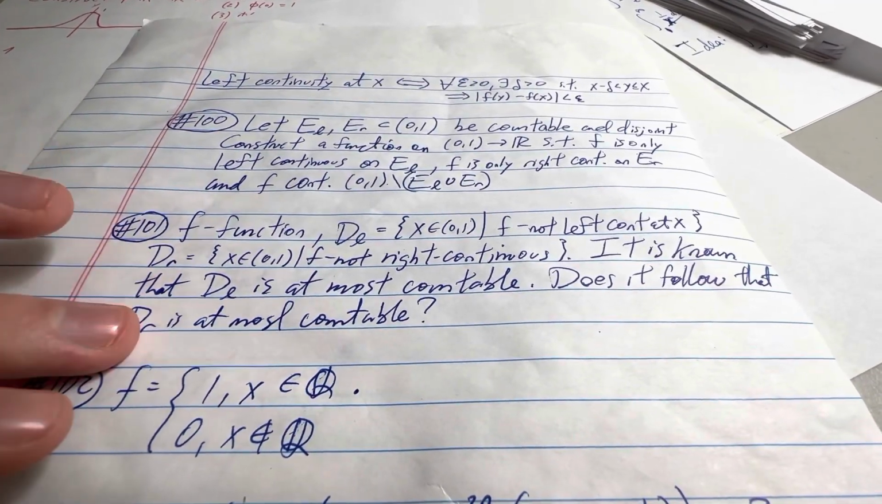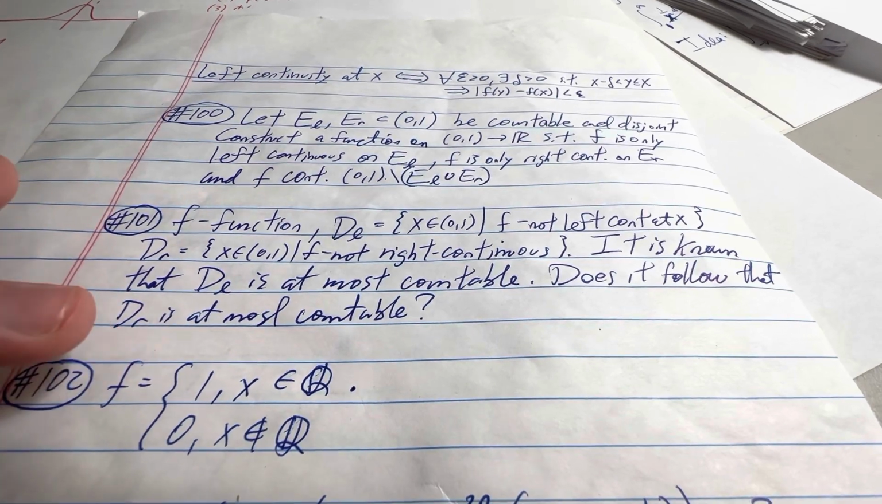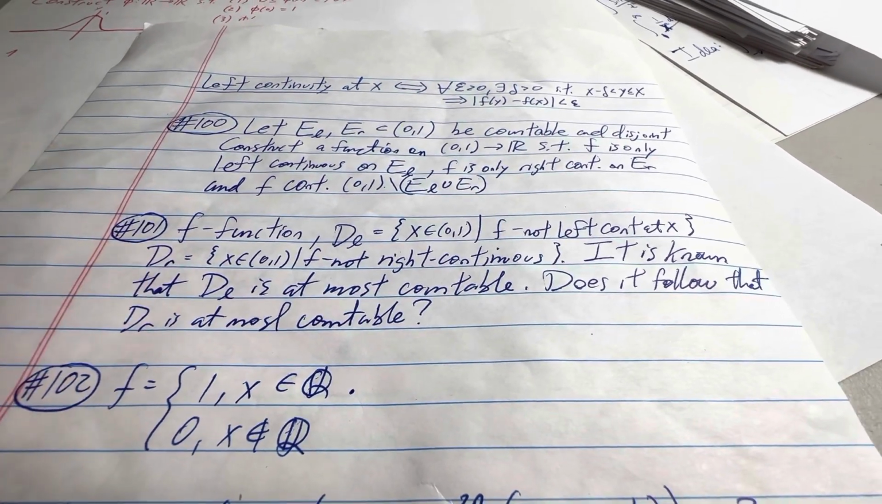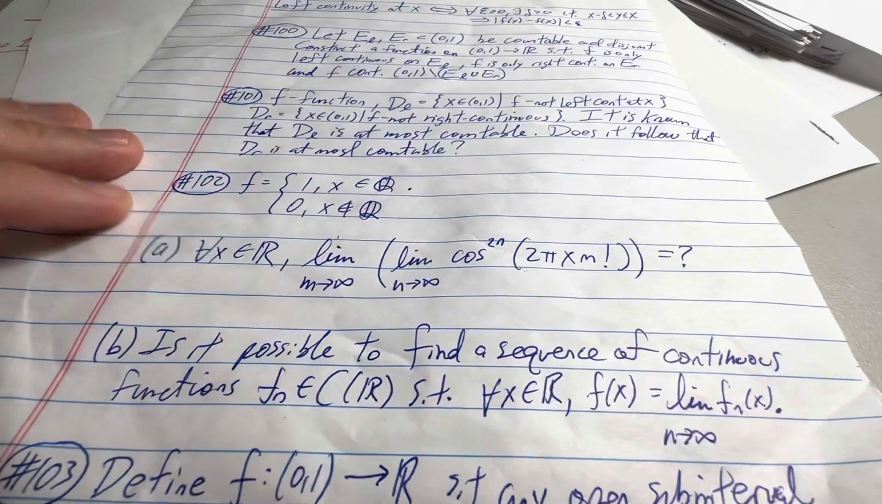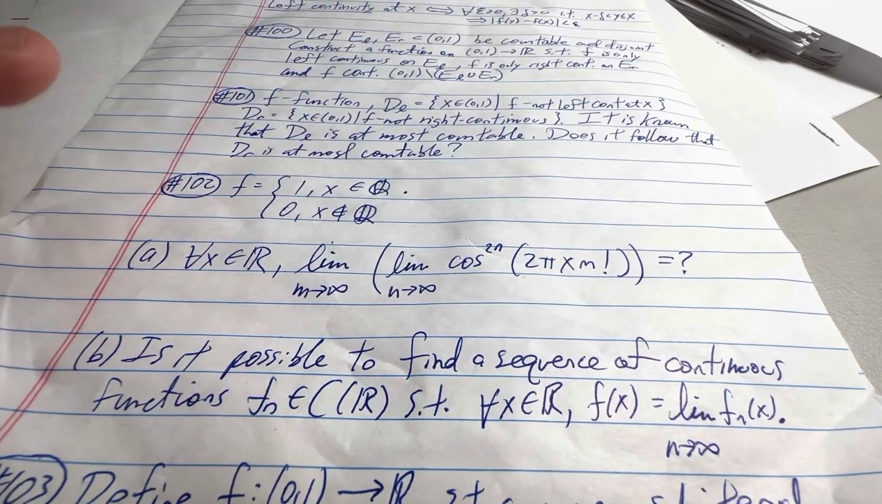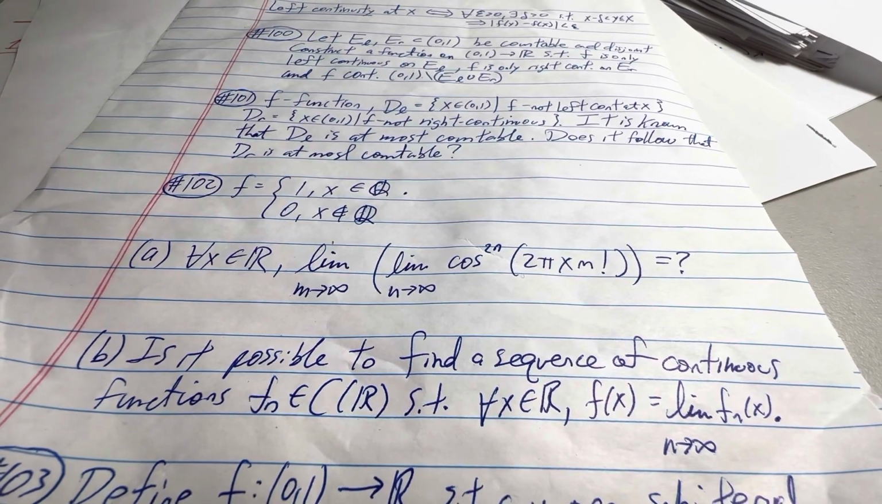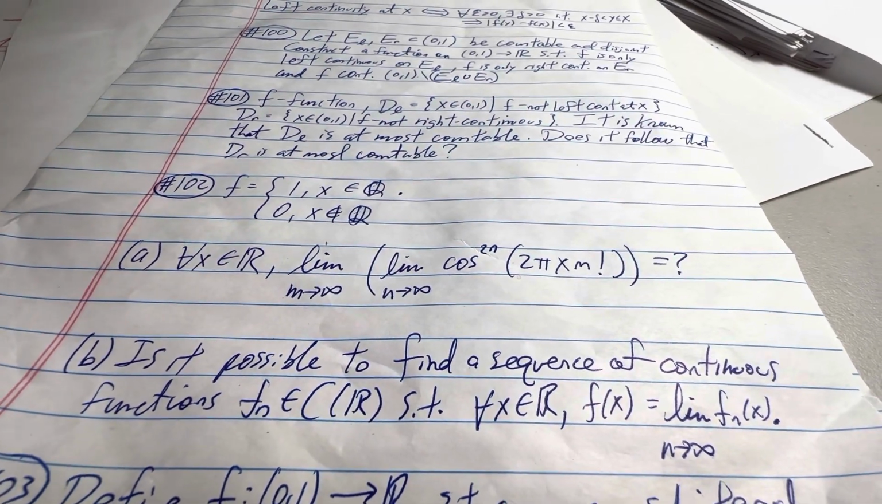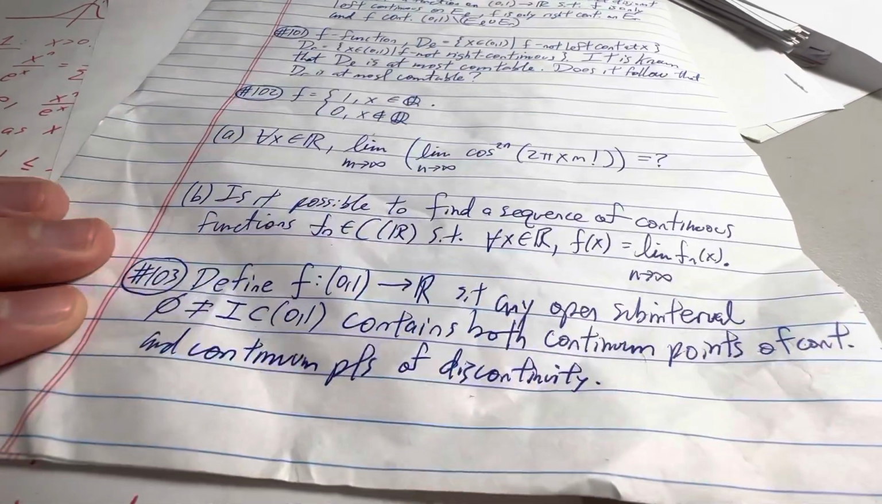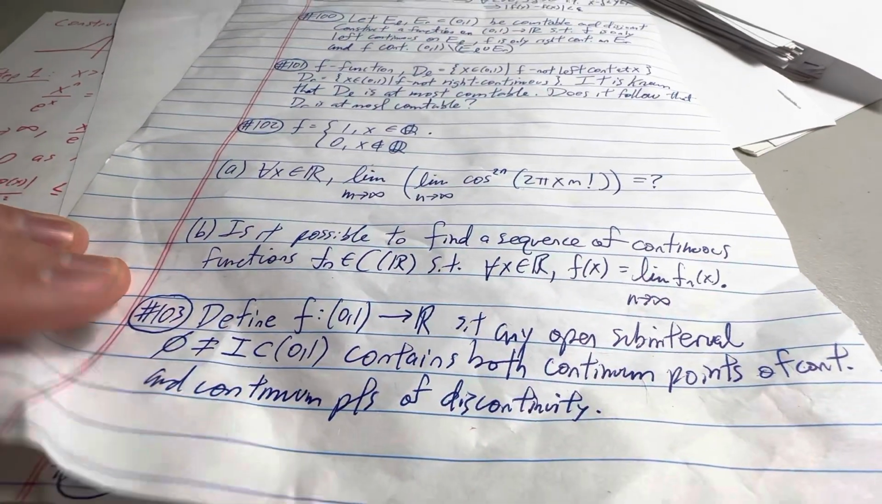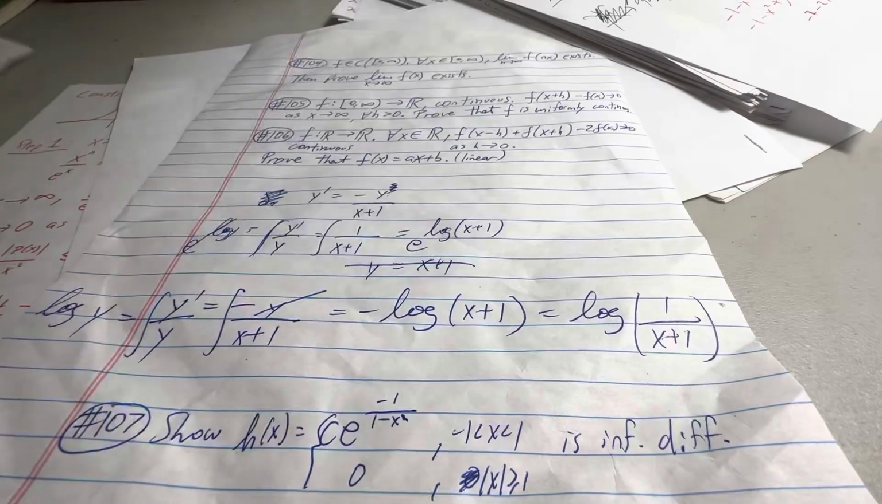This one, again, the question, does it follow DRs at most countable, is kind of annoying, so it turns me away. 102 I like because it's the Dirichlet function, and I find functions that are weird like that kind of interesting, so it makes me want to learn more about it. 103 I like. I'm going to try and do that this weekend.